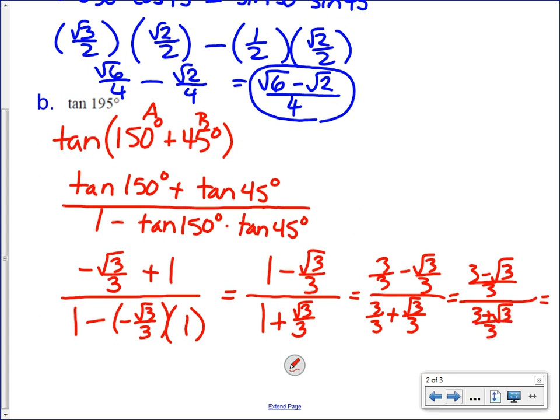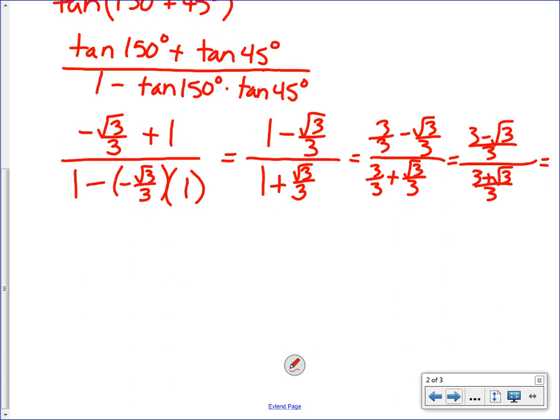Okay, now because we're dividing fractions, we're going to multiply by the reciprocal. So this will become 3 minus the square root of 3 over 3 times 3 over 3 plus square root of 3. Okay, 3's are going to cross reduce. Multiply straight across.